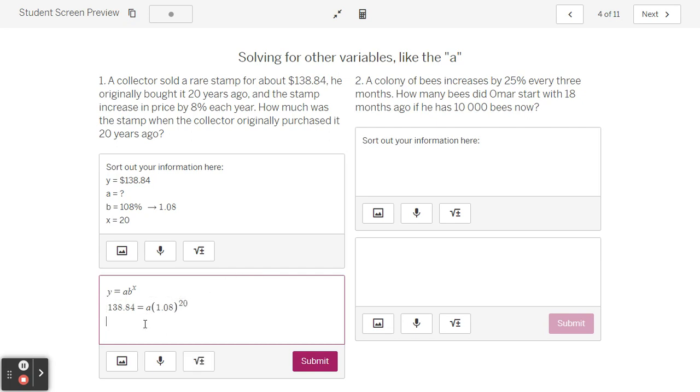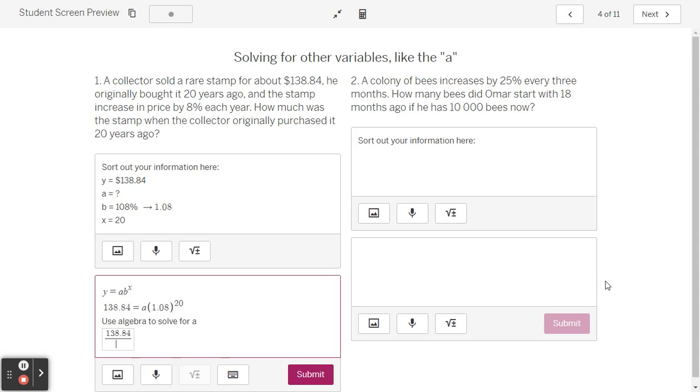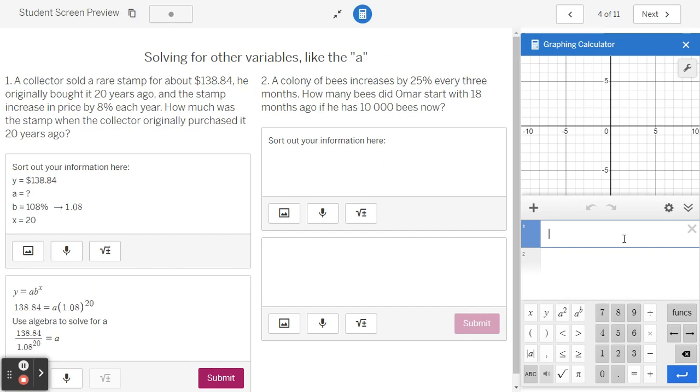Now, we are looking for a, and we can use algebra for us to solve this. I'm going to divide 1.08 to the power of 20 to both sides so that a is isolated. 138.84 divided by 1.08 to the power of 20 is equal to a. So we pull out our calculator. We have 138.84 divided by 1.08 to the power of 20.